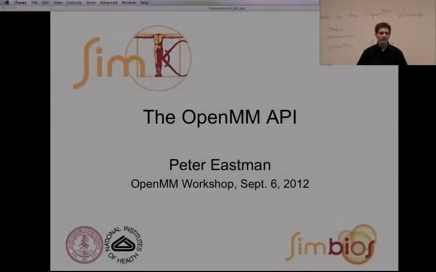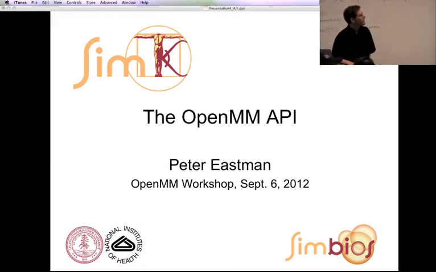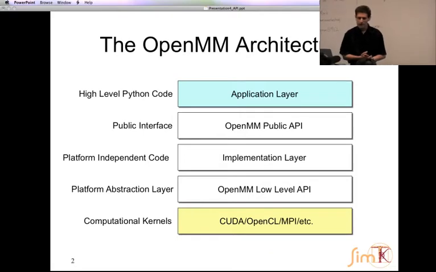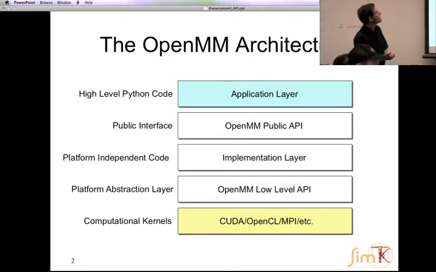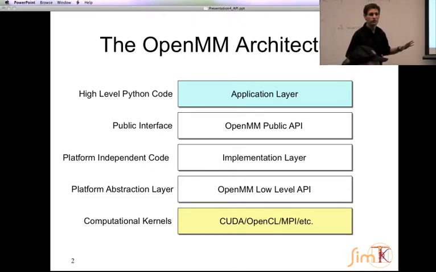So OpenMM is based around a layered architecture, and it's got a lot of layers, and here's an architectural diagram of it, which you mostly don't need to worry too much about how this is all architected. The important things to notice is that we've got at the top the high-level Python application layer that you saw in the earlier talks. And then sitting below that is what we call the OpenMM public API.